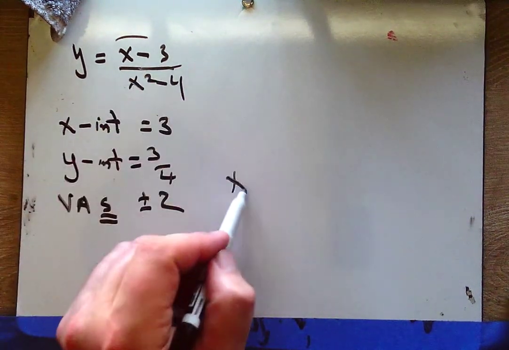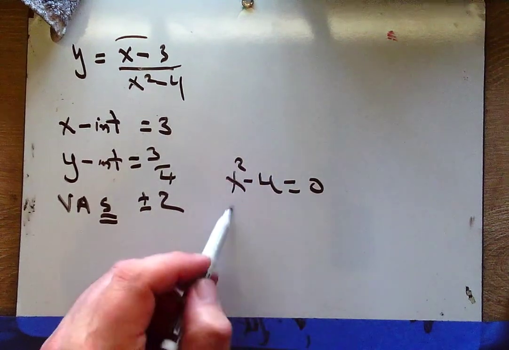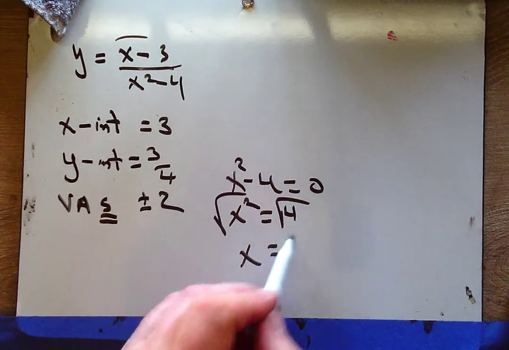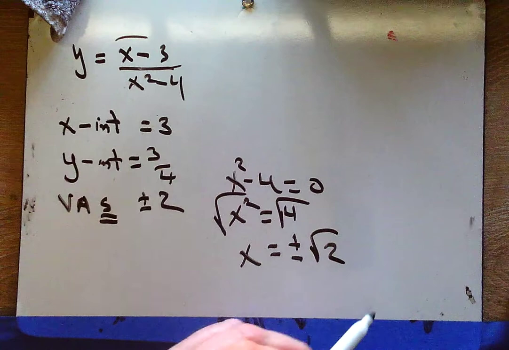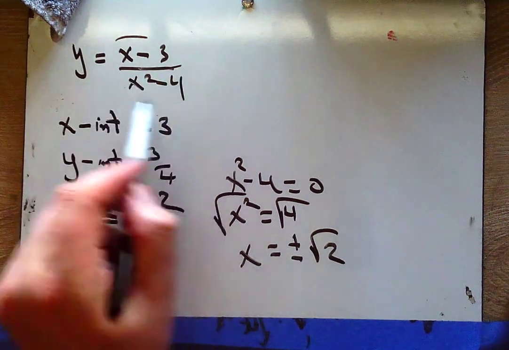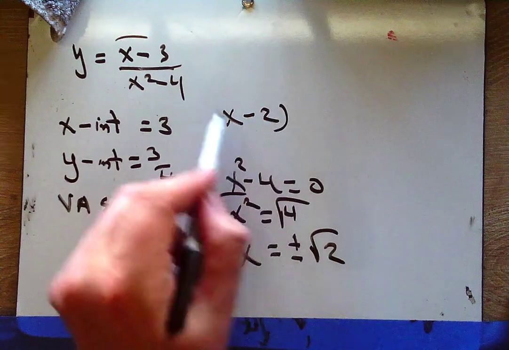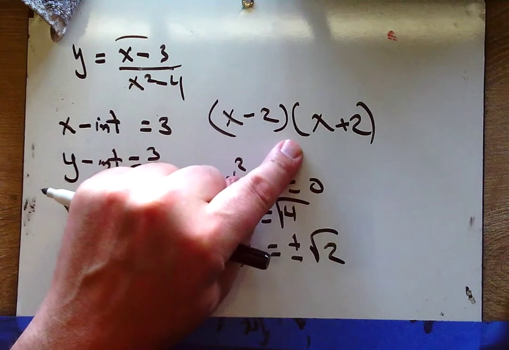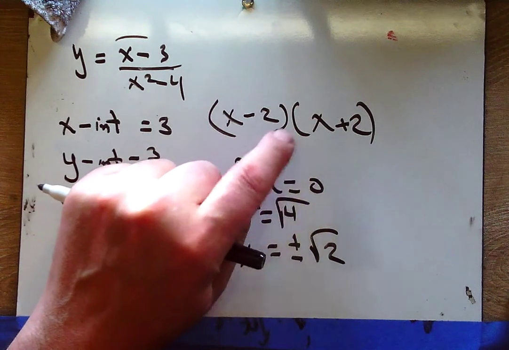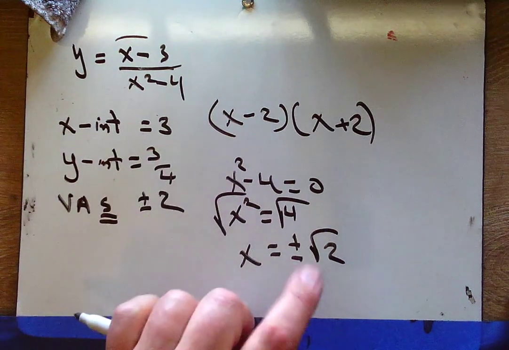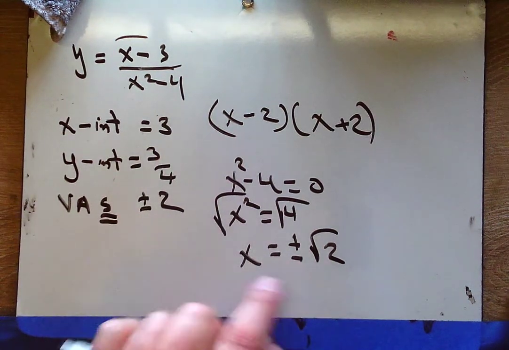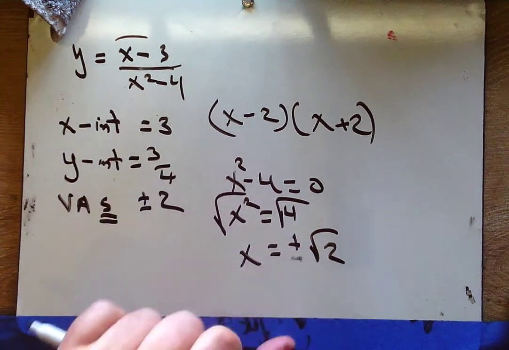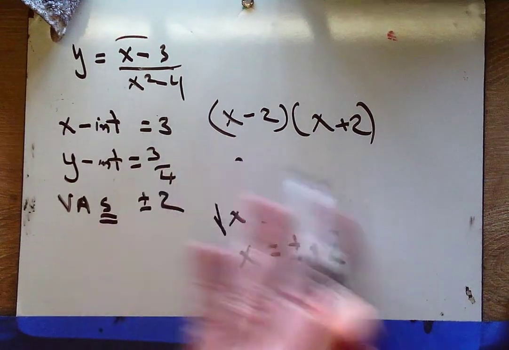Some people find that setting this equal to 0 and adding 4 and then taking the square root is much more problematic for them than seeing this as a difference of squares and saying, oh, well, that's x minus 2, x plus 2. I will say that these factoring people don't get these vertical asymptotes wrong very often. But often with the people who solve by taking the square root of both sides, for some reason here, they either forget the negative one or they put a 4 here. So watch out for those things.